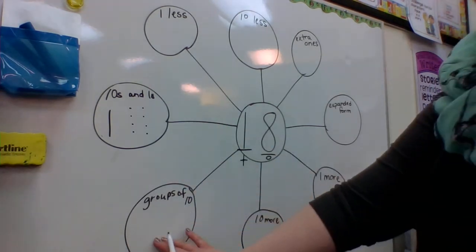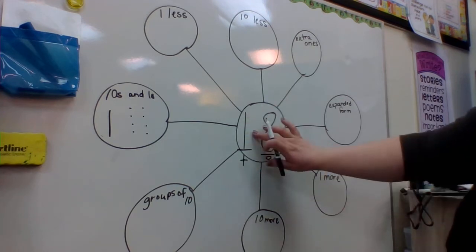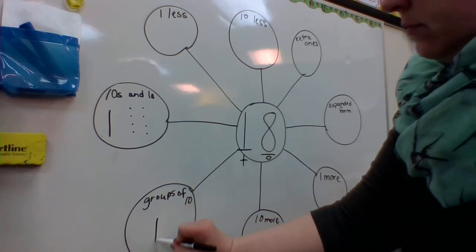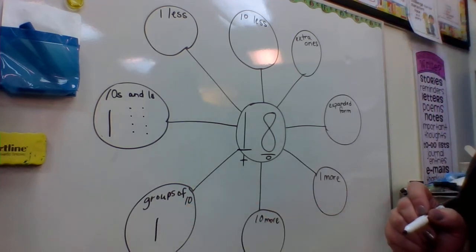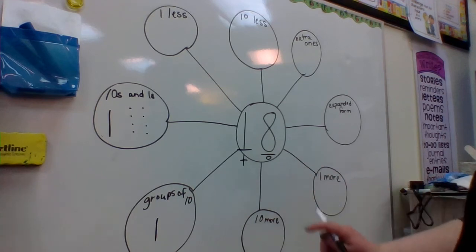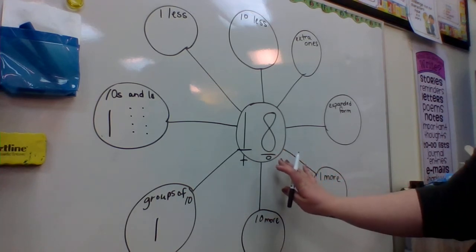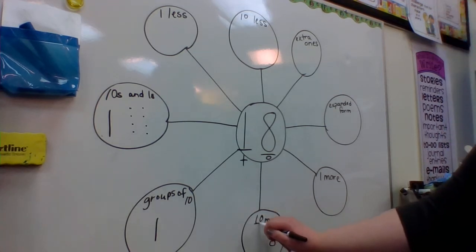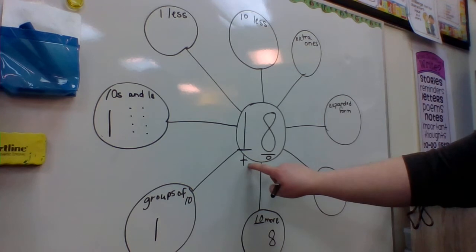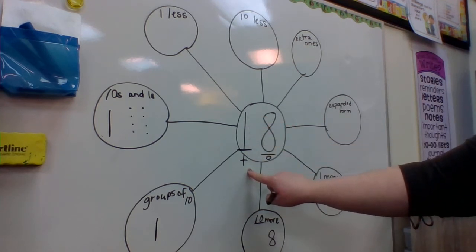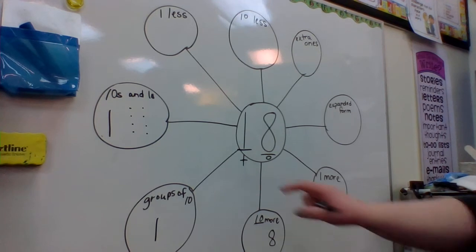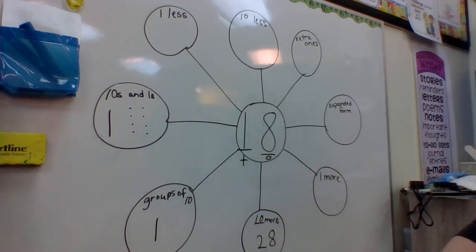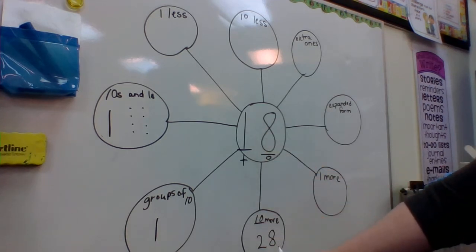I'm going to go down, groups of 10. I'm going to look back at my place value here. Oh, tens is right here. I've got one group of 10, so I'm going to put that in that bubble. 10 more than 18. Well, I know I don't have to touch my units. So I'm going to just put that number down here because it's asking me 10 more, which I know is only going to change this place value. If I'm adding 10 more to 18, I have 28. 10 more is 28. 18 plus 10 is 28.